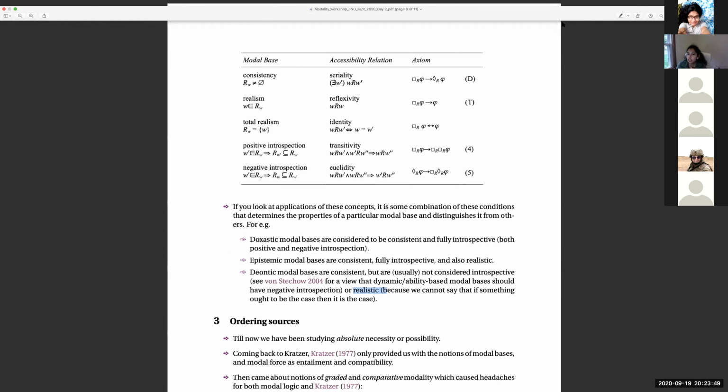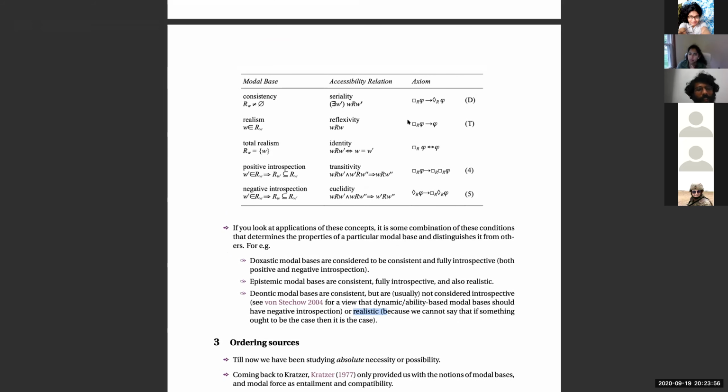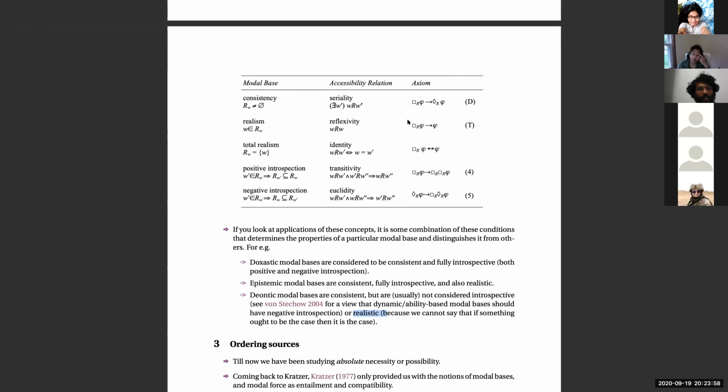I wanted to ask how exactly do we distinguish between doxastic and epistemic models? So is this what you have just said about them being consistent, fully introspective and realistic, and the other thing? Is this how you formally distinguish between these two models? Because we agree that knowledge is justified through belief, and then doxastic models are about belief in general. So I was confused as to whether one is a special case of the other or something like that.